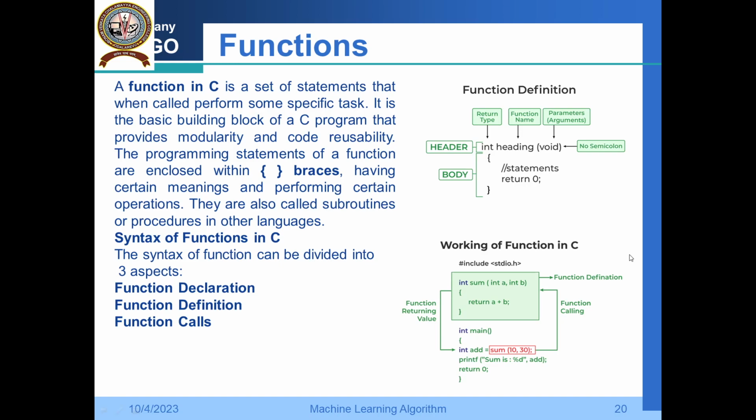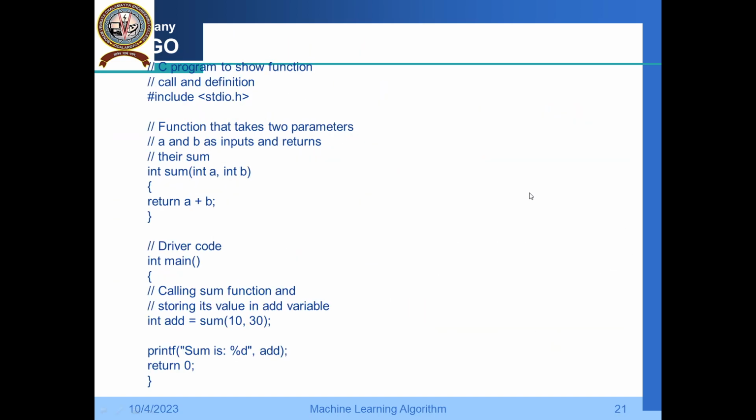Now you can clearly understand how the function works. Now, let us have a program here. The same thing I am writing here: sum of two inputs. Integer sum, integer a, integer b, return a plus b, fine. Then integer main, then sum of 10 and 30. That means the two numbers are assigned to integer a and integer b, and because I call the function sum, it goes to return a plus b. That is stored as add, then I print add, the sum of this is your add, return 0.